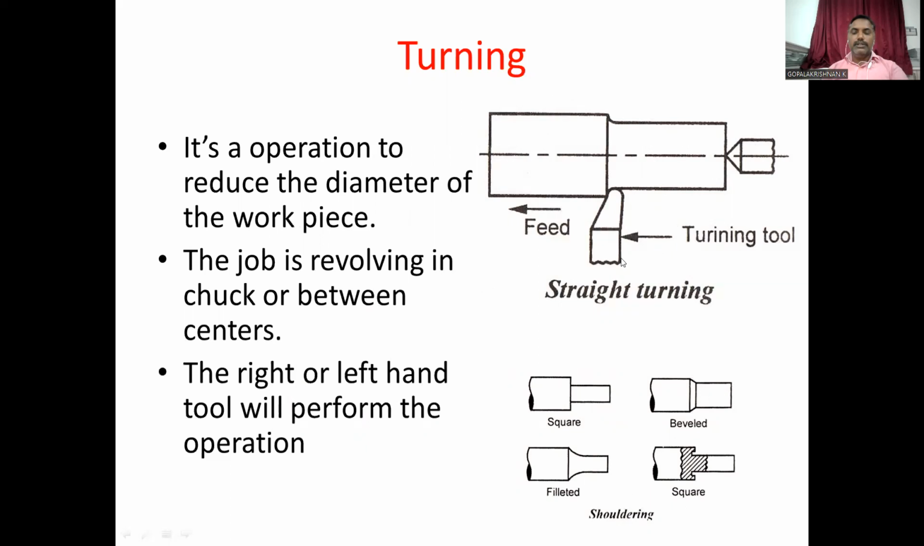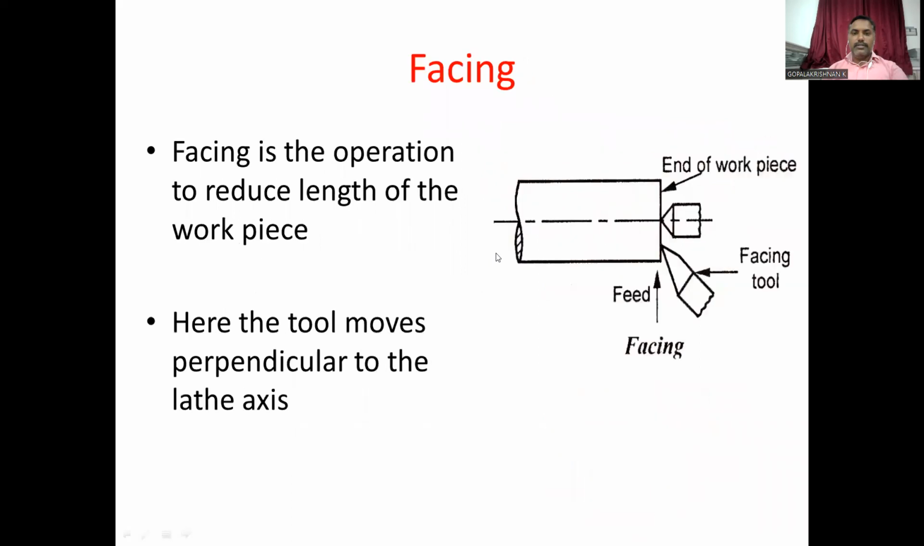Turning tool movement is given here. The right or left hand tool will perform the operations. Here we make different types of turning, like square, beveled, and filleted. Then the next operation, facing.